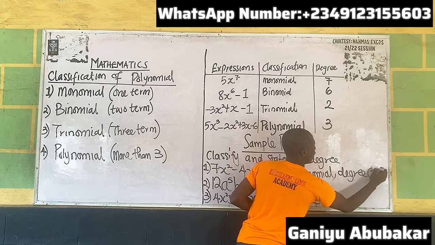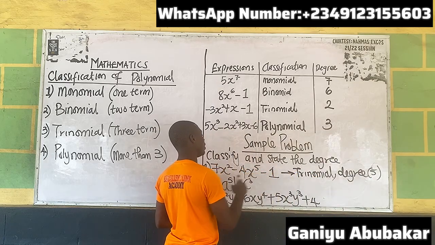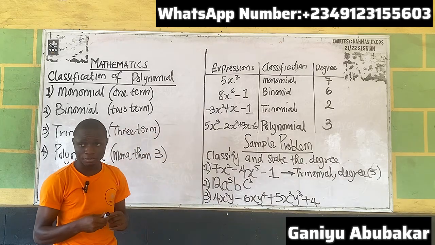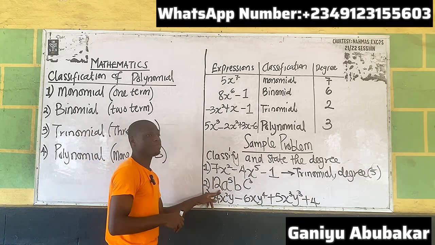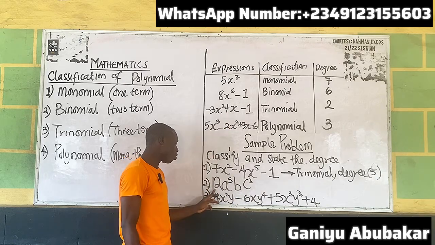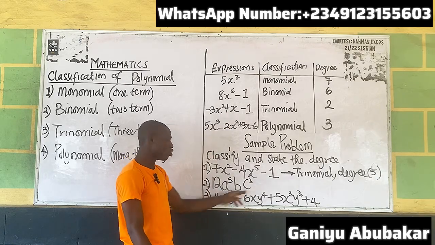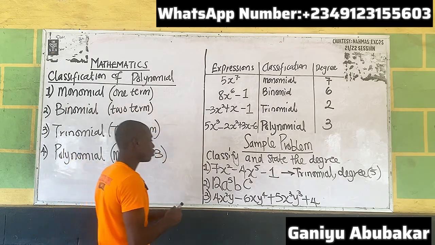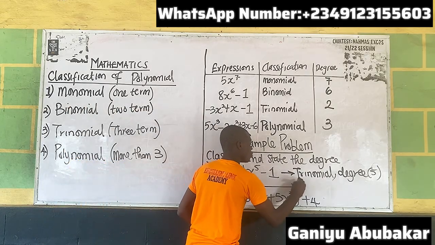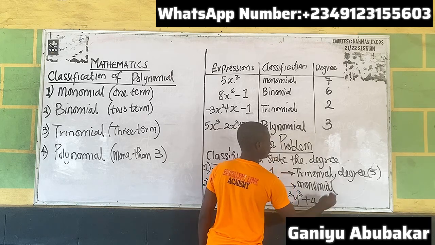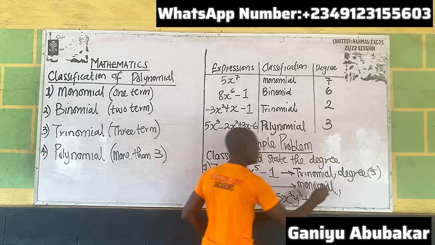So this equation here is simply a trinomial of degree 5. This next one is a term. There's no plus or minus here. It just stands alone, so it's one term. For one term, that's a monomial. So this one is called a monomial, right? Of course, what degree?